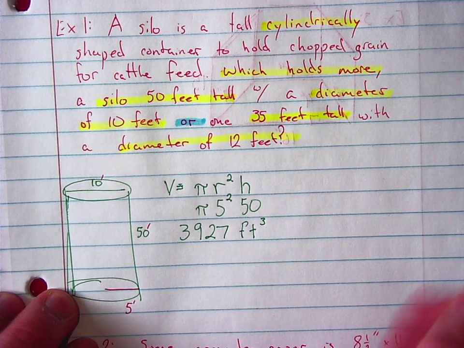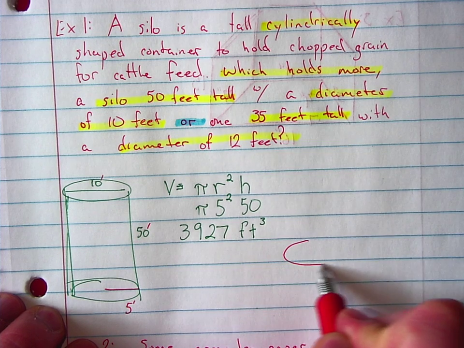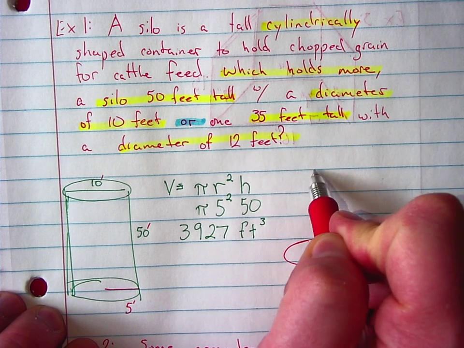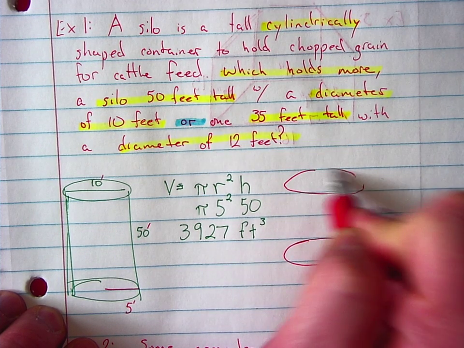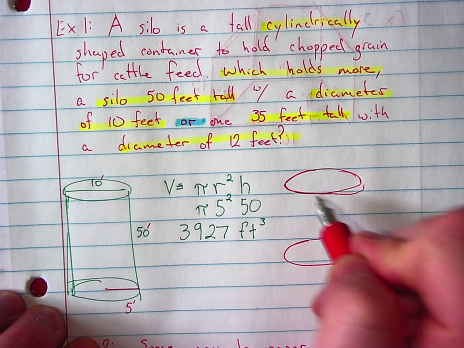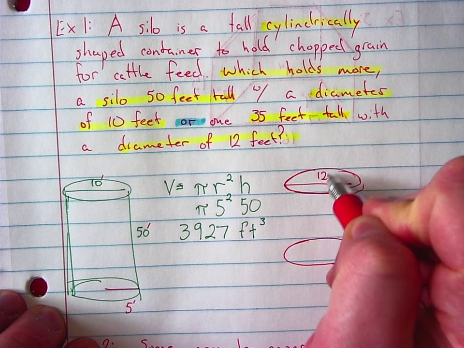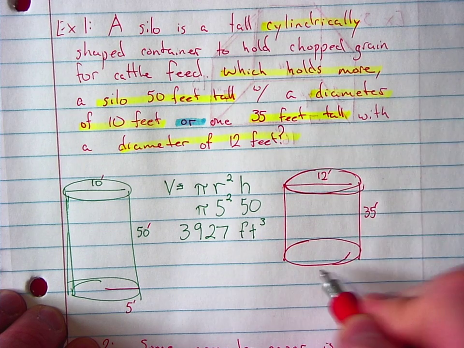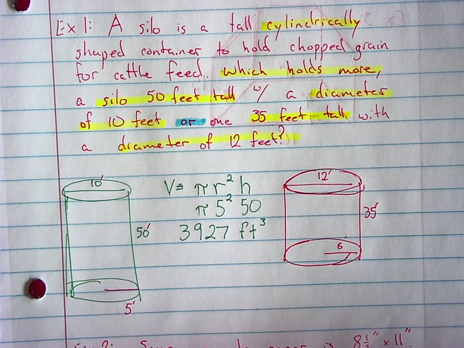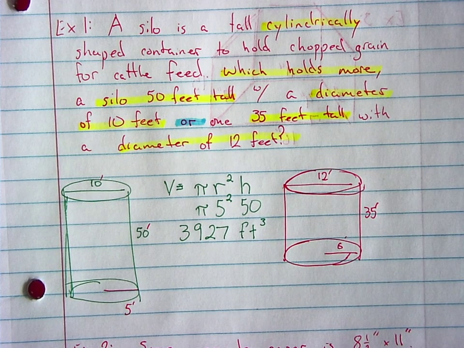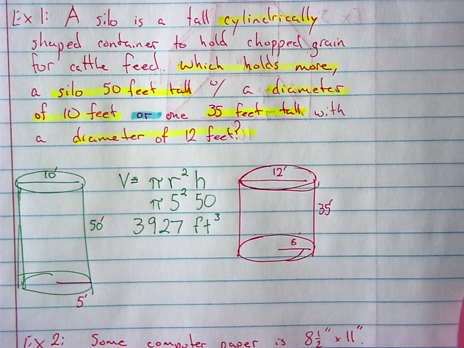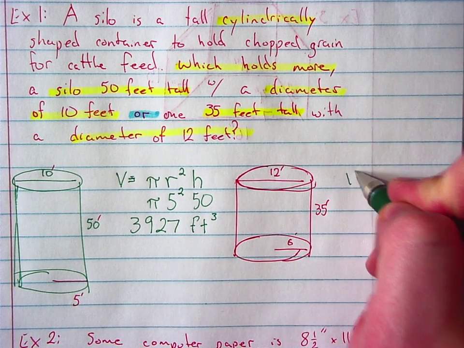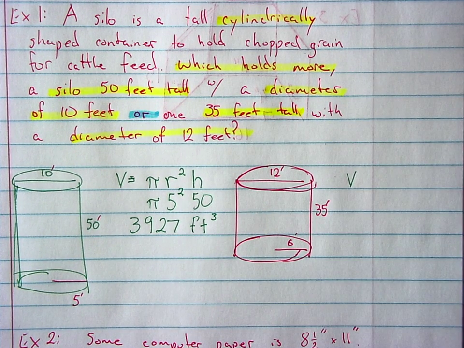Now let's do the second cylinder. 35 feet tall, so not quite as big height-wise, but the diameter is now 12 feet. Okay, do it. I will give you, let's say, 30 seconds. Knock it out.